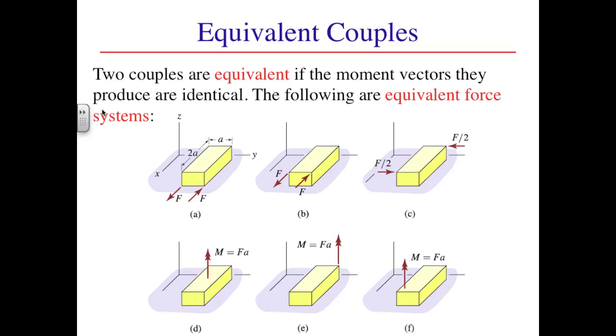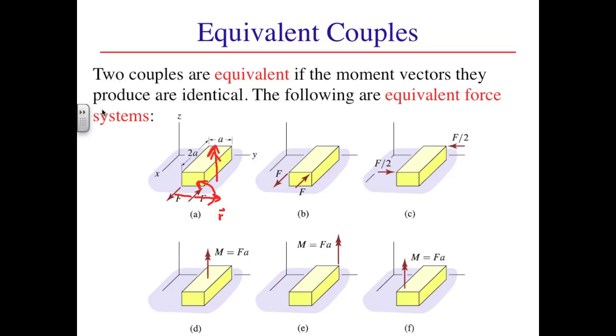Again, we could get this by positioning ourselves on the line of action of one of these forces looking towards the other. Here's the position vector r. I cross that into F, and I'm going to end up with a moment whose orientation is in the plus z direction. In figure B, we have simply moved this same force couple to the top of the block.